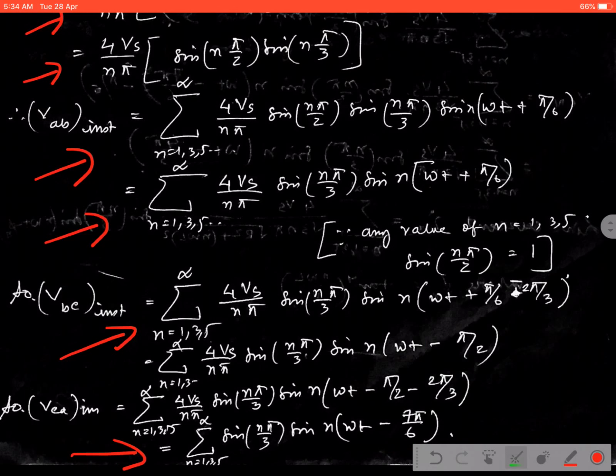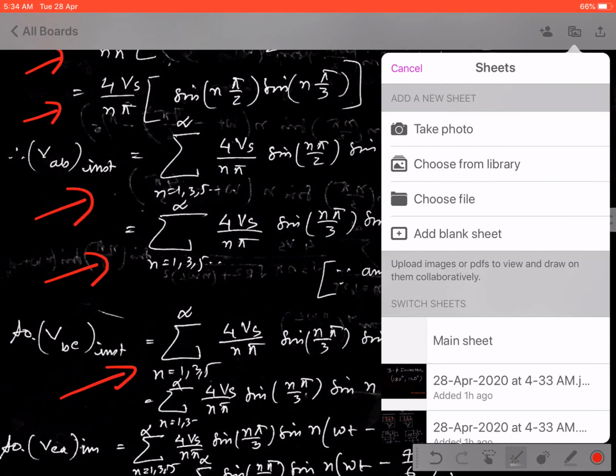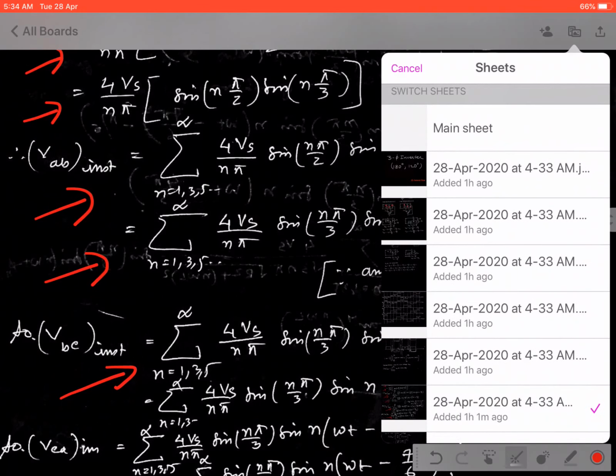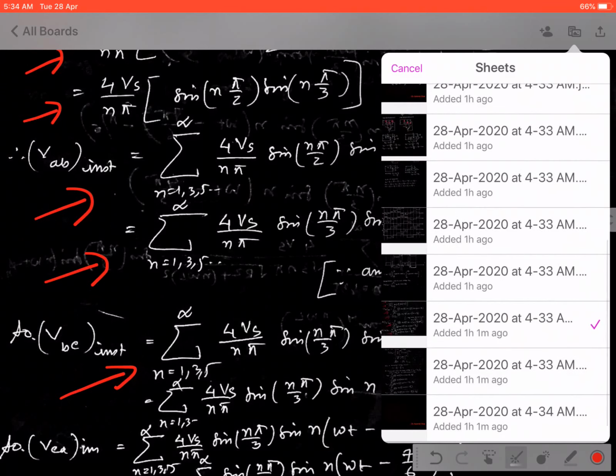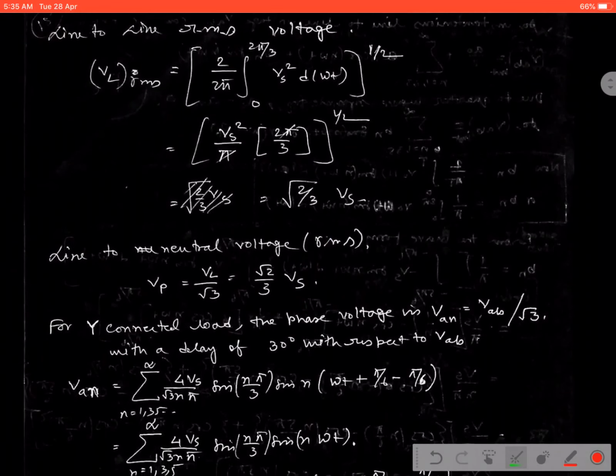Now, as we formed the waveform for both line voltage and phase voltage, we are going to prepare the expression for phase voltage also. Before that, do one thing: first find out the RMS value of the voltage. RMS value means root mean square.